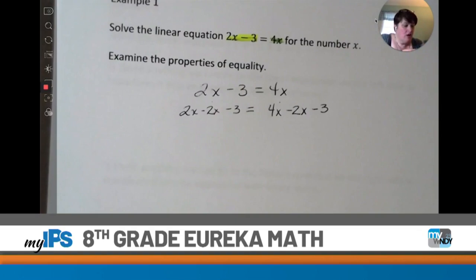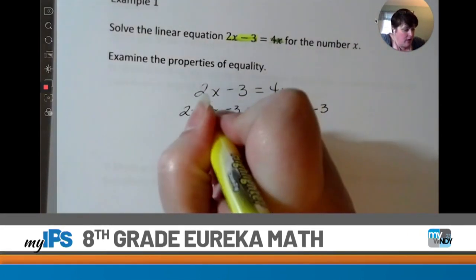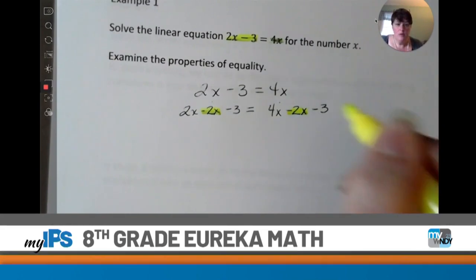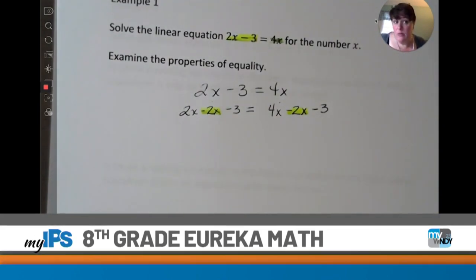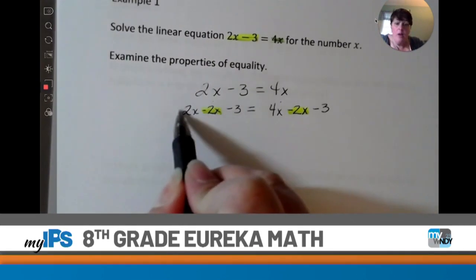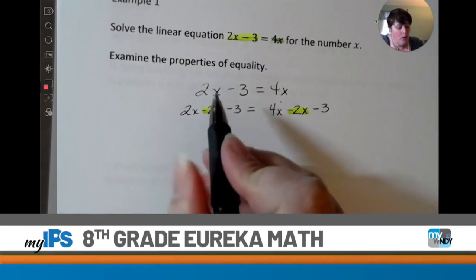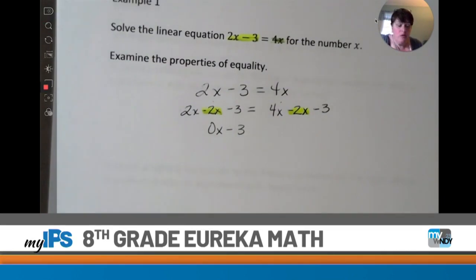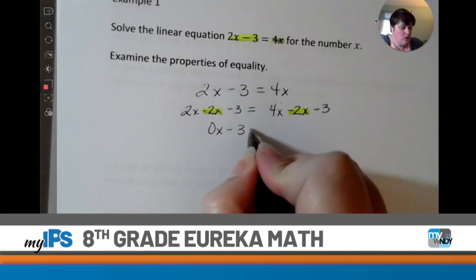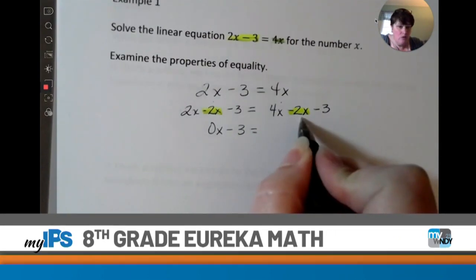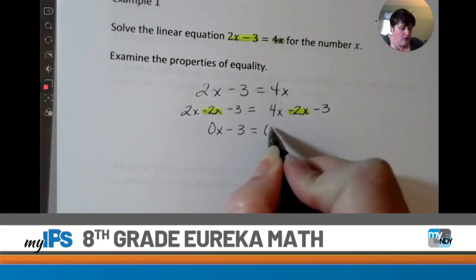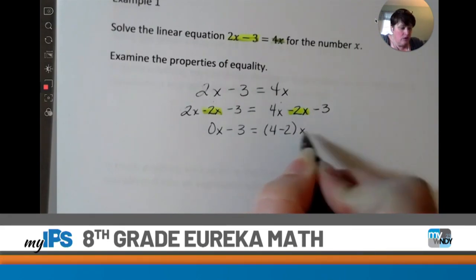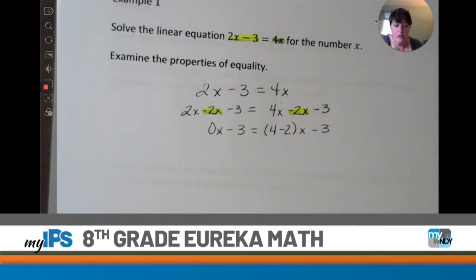Notice that on both sides, I have minus 2x. That's that c that we talked about earlier. Does that make sense? All right, so now this made a 0 pair. I'm going to write that this time. I wouldn't always write it, but if you need to do this step, you absolutely can. So 0x minus 3 is equal to, and I'm going to turn this one into a distributive property, 4 minus 2 times x minus 3, so that I can see the coefficient.